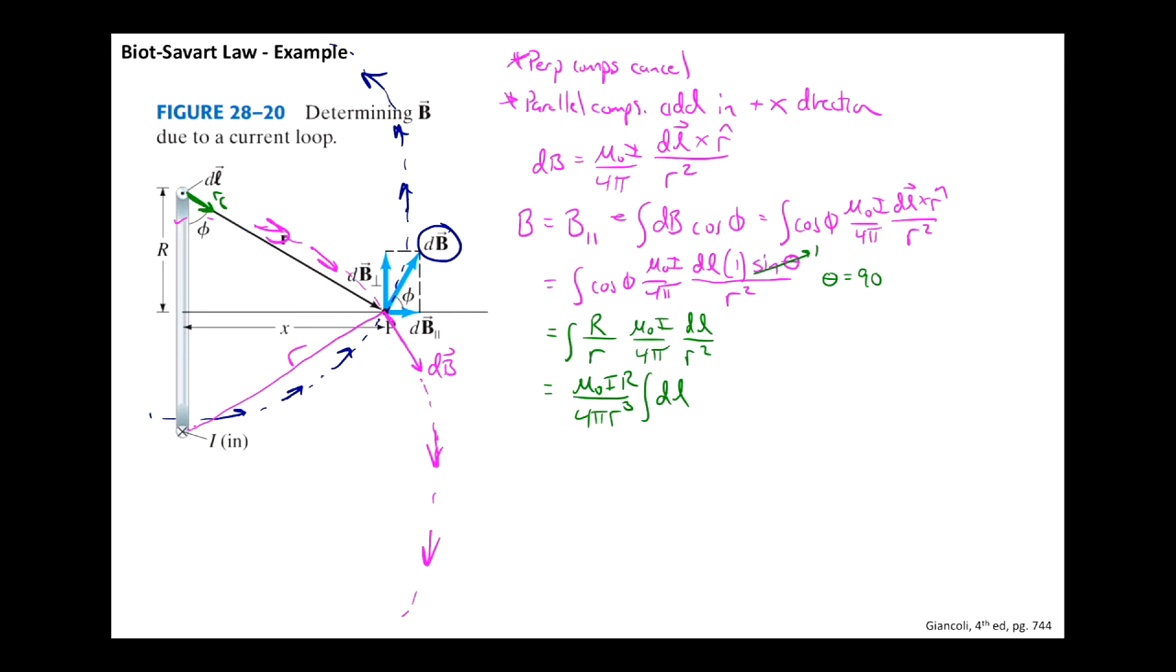Let me pause for a second. Everyone caught up? Does it make sense? Do you have a question so far? You gotta love it when nothing's left but the integral of dl. That's always everyone's favorite.